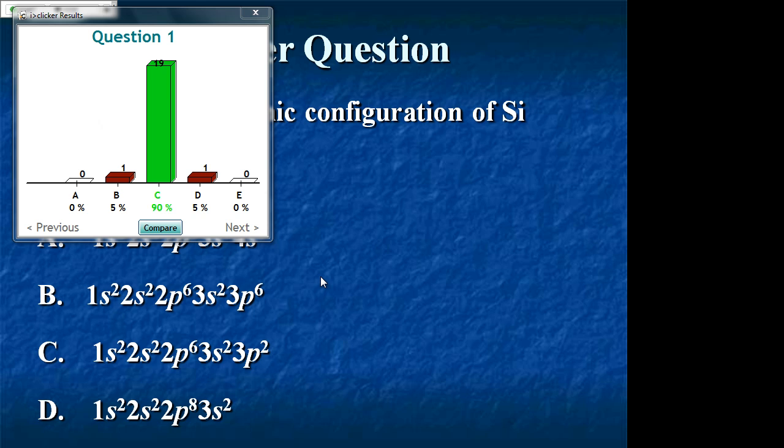Now, what happened to D? D is, well, the total number is right, but look at the P. P8. Is that allowed? P cannot have more than 6 electrons. So, it is not allowed. So, C is the correct answer.